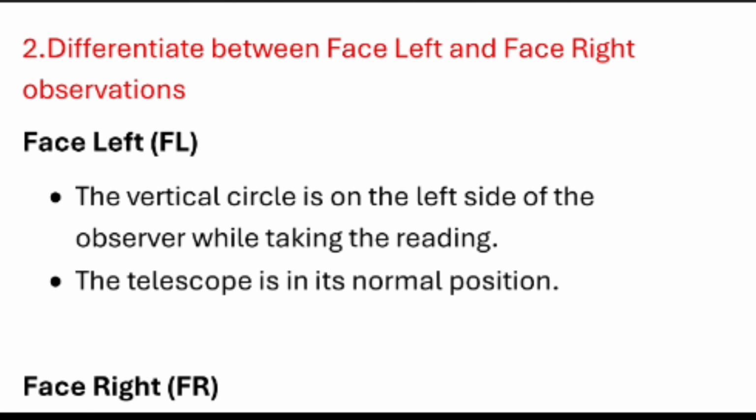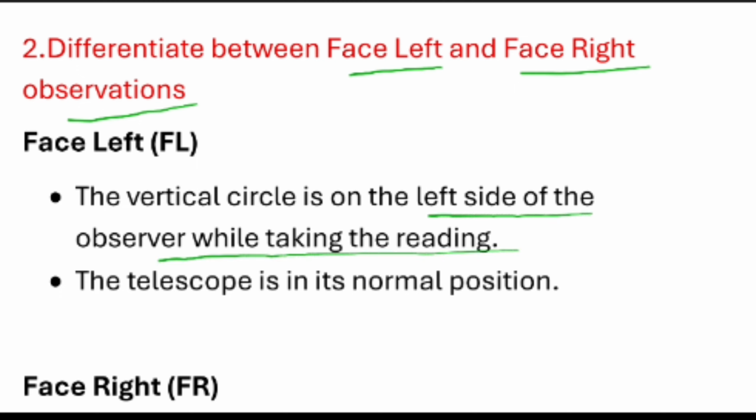Next, differentiate between face left and face right observation. In a very simple way I'll tell you. In the face left observation, in the theodolite you have a vertical circle. When the vertical circle is on the left side of the telescope, we call it a face left observation. So the vertical circle is on the left side of the observer while taking the reading. It should be left side. And when the vertical circle is left, the telescope should be in the usual position, the normal position.